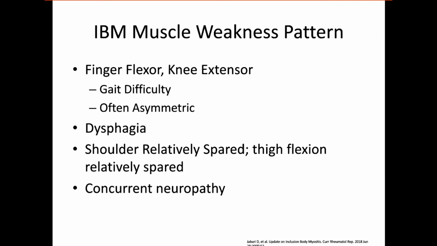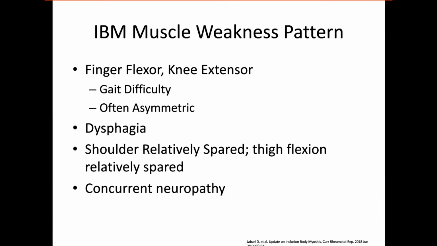But in this particular case, the knee extensors are primarily more affected, and this is really because of its effect on the quads more than hip flexion and certainly deltoids. So again, the shoulder is relatively spared, and the thigh flexion is relatively spared. Dysphagia is a very, very prominent problem in this disease, and so if you diagnose someone with this, you have to train their family on doing the Heimlich maneuver. And then in about a third of cases, they can have a concurrent neuropathy too, a peripheral neuropathy as well.